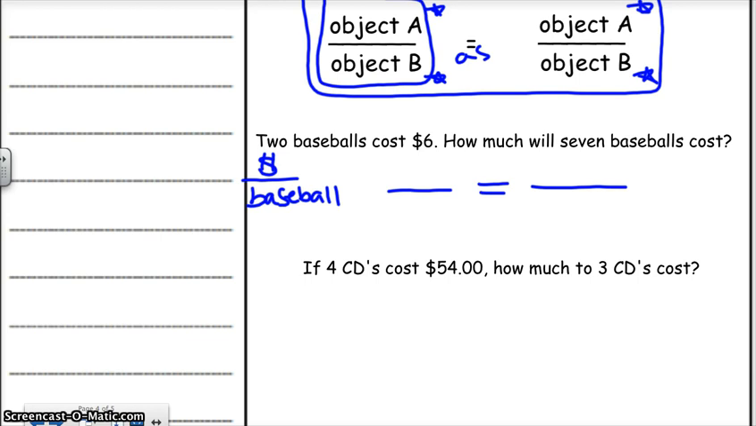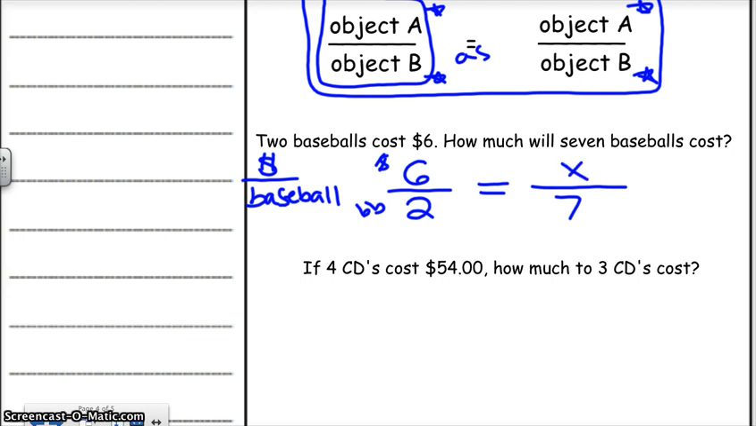I'm given dollars and baseballs. Okay? 2 baseballs cost $6. So $6 is to 2 baseballs, as, how much will 7 baseballs cost? So again, we have dollars is to baseballs. Where's the 7 going to go? The top or the bottom? Bottom. The 7 is going to go on the bottom because it's a baseball. Baseballs are on bottom. Yeah?